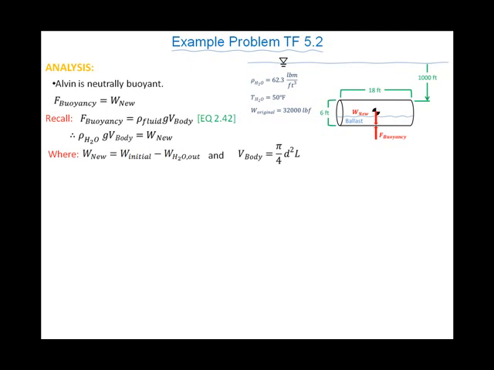And since it's a cylinder, the volume of my body can easily be computed with the dimensions I was given. It's obviously the area of a circle, so the cross-sectional area of the cylinder, pi/4 d squared, diameter squared, times the overall length.